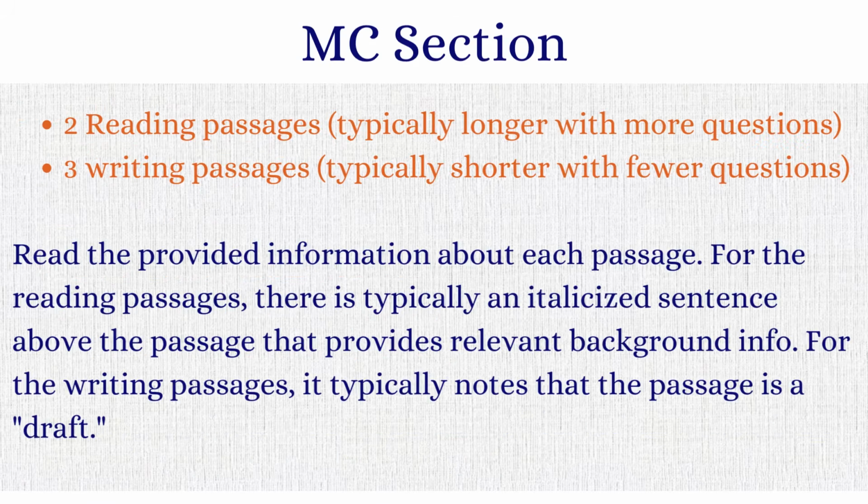For the test, you work on one section at a time. So you're going to start with the multiple choice section. For this, on the AP Lang exam, you have 2 reading passages. Typically, these are longer and they have more questions. It does make up about half of the multiple choice questions, though. For the second half, you have 3 writing passages. These are typically shorter and have fewer questions. These are more like editing questions, whereas the reading passages ask more comprehension questions.